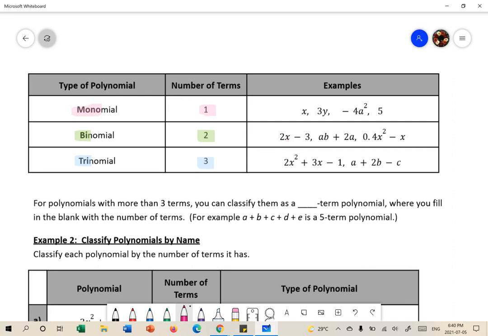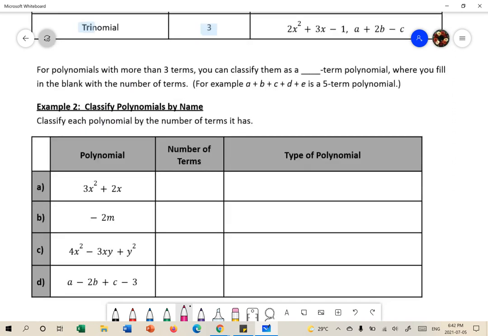Next, we have AB plus 2A. Or we can read it as AB positive 2A. Still binomials, still 2 terms in the expression. And then 0.4x squared is one term, and then negative x is a second term. And then some examples of trinomials, 3 terms in the expression. Here's 1, 2, 3 terms. And 1, 2, 3 terms.